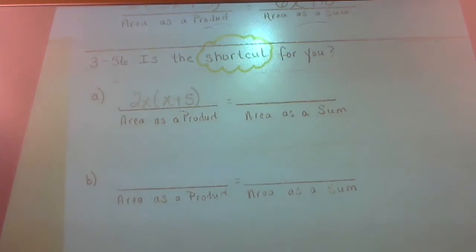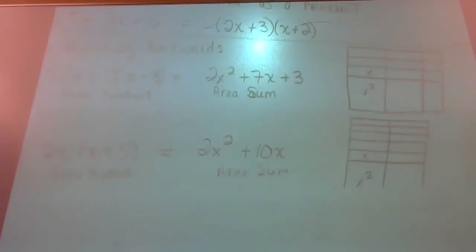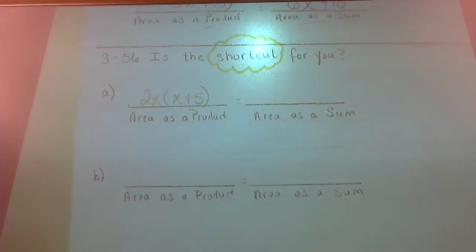Now I want you to look at what the answer was. And I'm going to put the answer up here so you guys can see it. You see that it was a 2x squared plus 10x? Where do you think the 10x comes from? Just look at the numbers. You don't have to draw out the rectangle, but where does that 10 come from? Good, Keelan, 2 times 5.